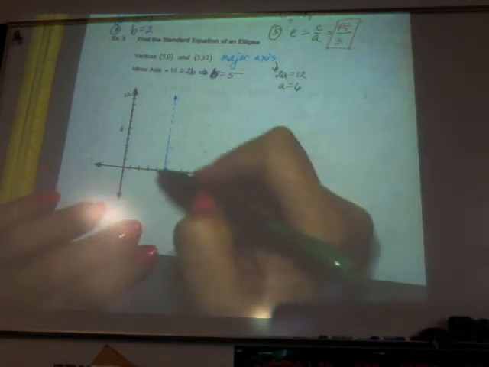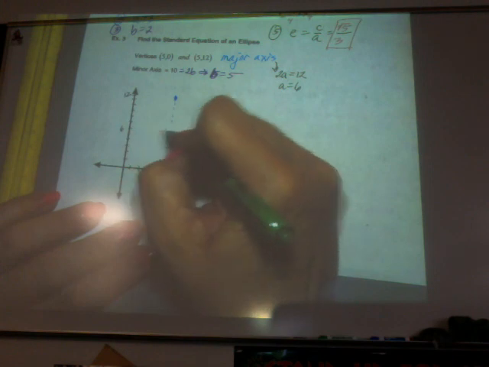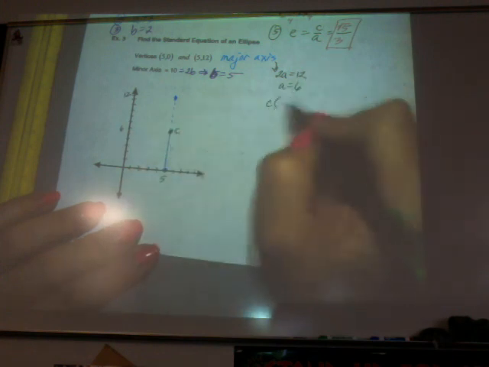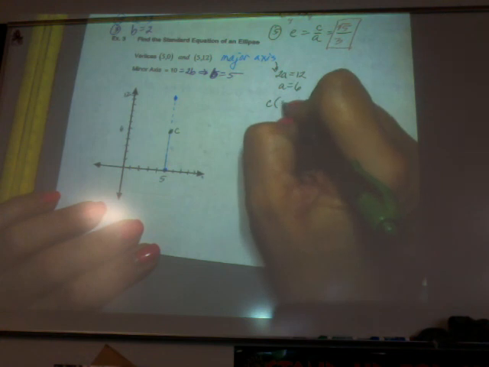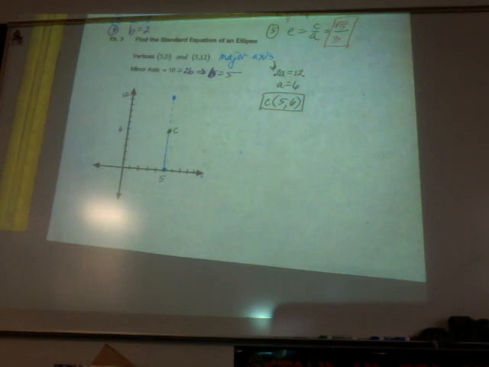So all I have to do is count 6 up right here, and that's my center. So my center becomes what? 5, 6. That's going to be important to writing my equation.